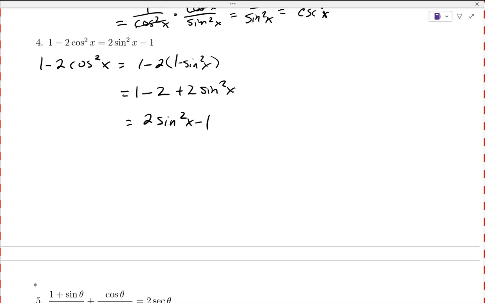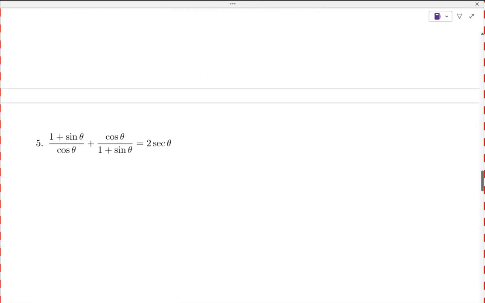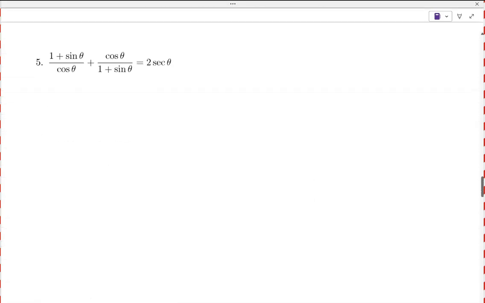If you look at number 5, what side do you think you might want to start with in number 5? The left, right? So work on that one for a minute. See if you can see what happens when you try to go through that one. But I would totally agree. Work with the left-hand side. See if you can make it look like the right-hand side.